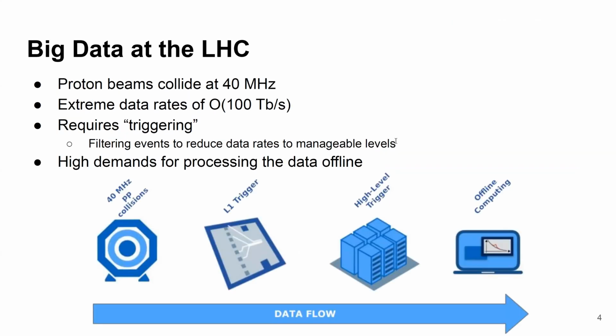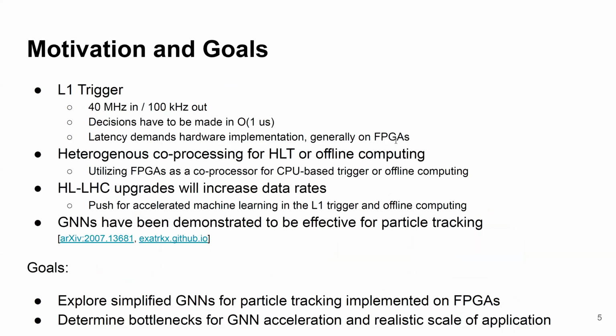So, big data at the LHC. As you all probably know, proton beams collide at 40 megahertz at the LHC, and that leads to really extreme data rates on the order of hundreds of terabits per second. And that requires what's called triggering, which is essentially filtering events to reduce data rates to manageable levels. And there's also similarly high demands for offline data processing as well. So the L1 trigger takes in what we said was 40 megahertz input frequency and has to cut that down to 100 kilohertz. So decisions have to be made on the order of microseconds, and that leads to latency demands that generally require fast computing with FPGAs.